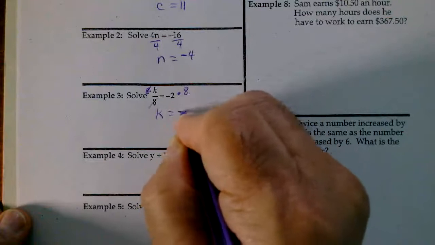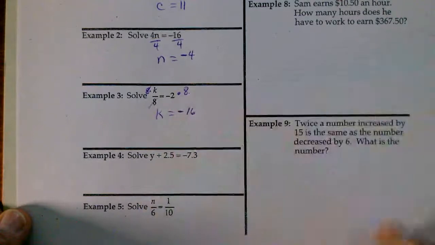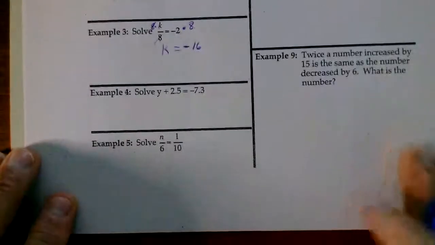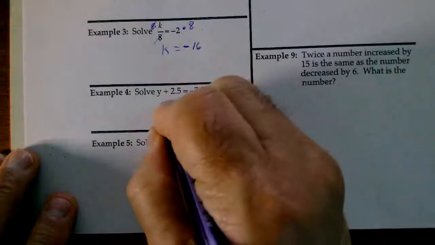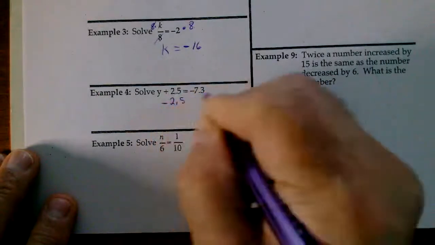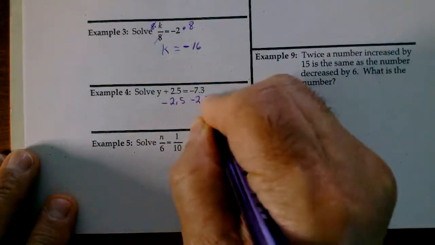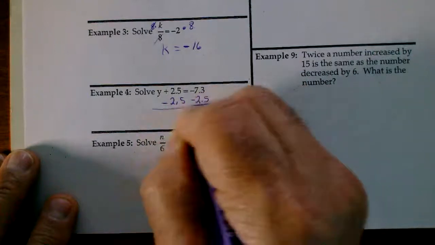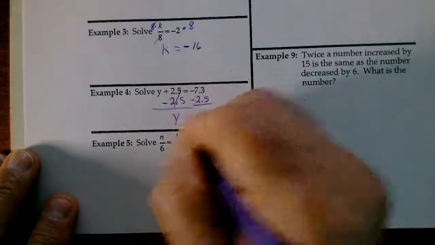positive 8, negative 16. Well, we go into decimals. The opposite of adding is to subtract. Subtract 2.5.